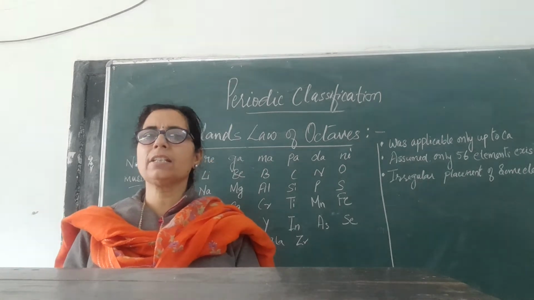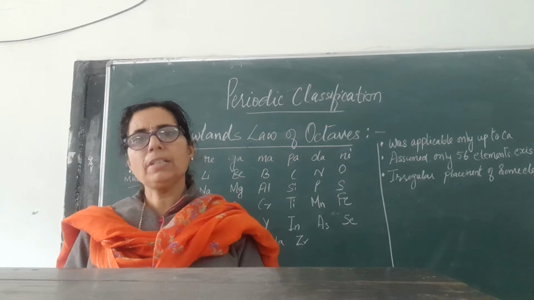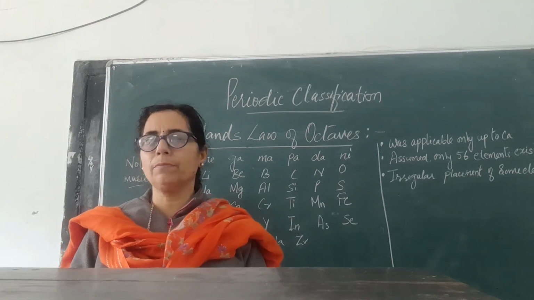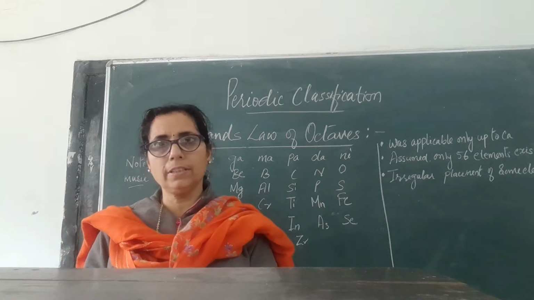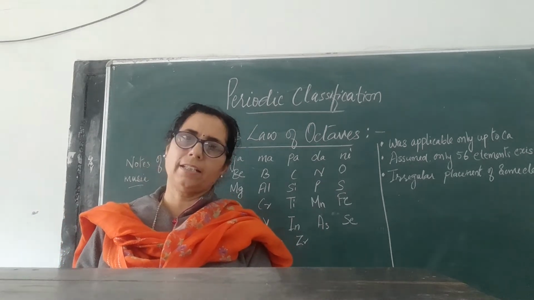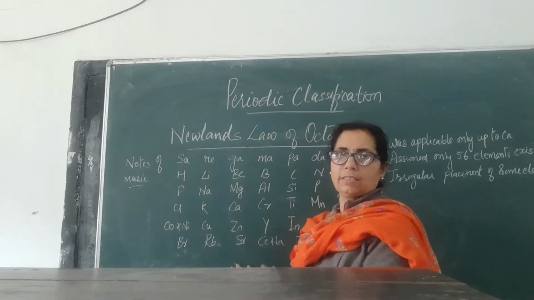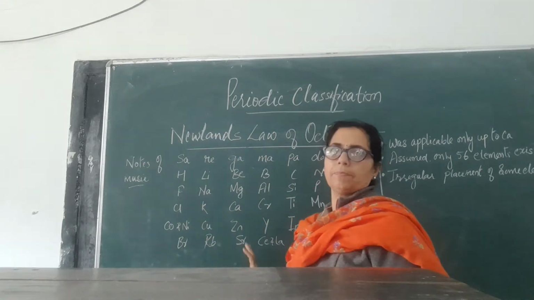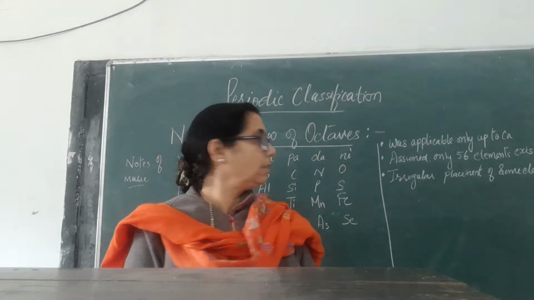No more elements are present and no more elements will be discovered. But his point was a total failure, because many new elements were discovered but could not find their place in his law, in his octaves series or its musical note system. Other elements which were discovered could not find their place.